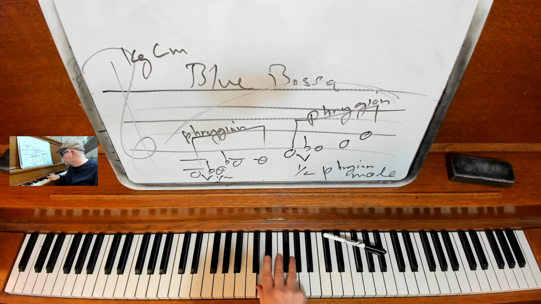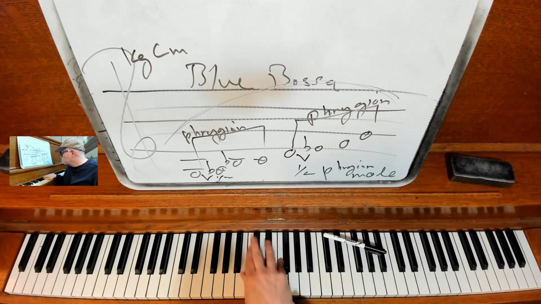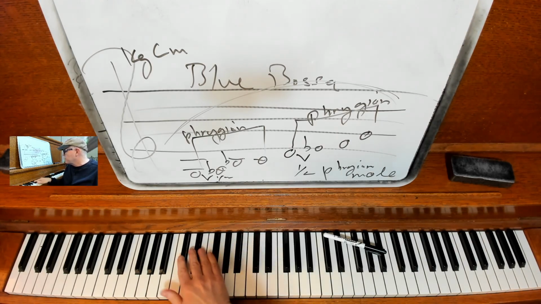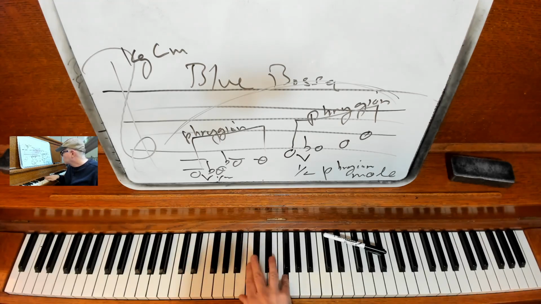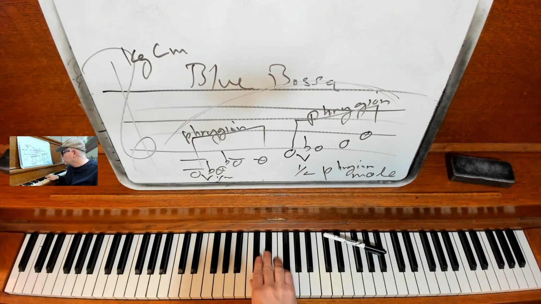Root, third, fifth. Yeah? So now it changes key, right? Well, that's just, anyway, that's just D flat major. It's really an E flat Dorian is what it is.